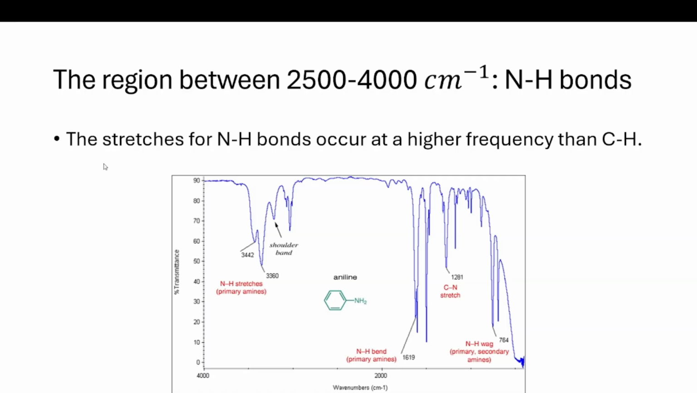And as a matter of fact, if we go on to even more hydrogen bonds, we can see that the stretches for nitrogen to hydrogen bonds actually occur at a higher frequency than carbon to hydrogen, I'd say right around here. And this IR spectrum is of a specific molecule known as aniline, which is pretty much an amine group attached to a benzene ring.